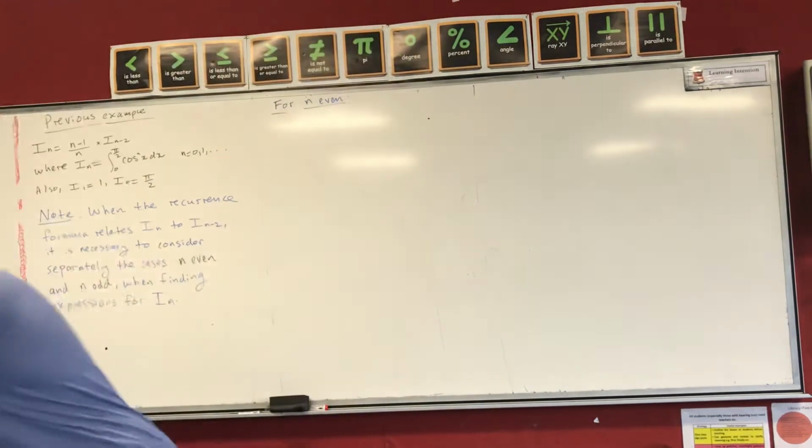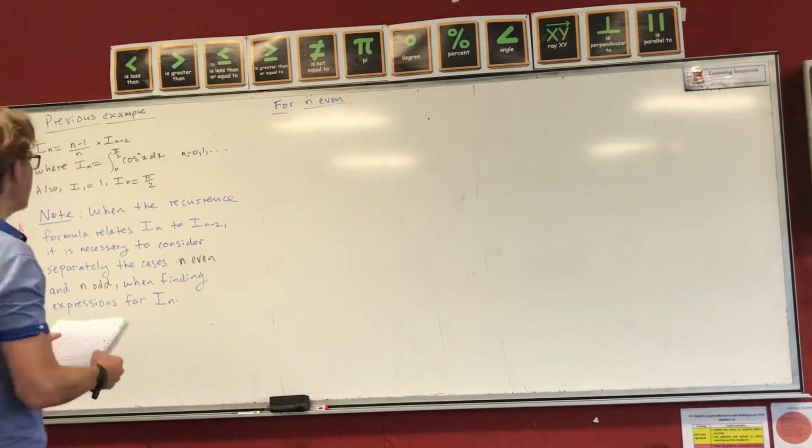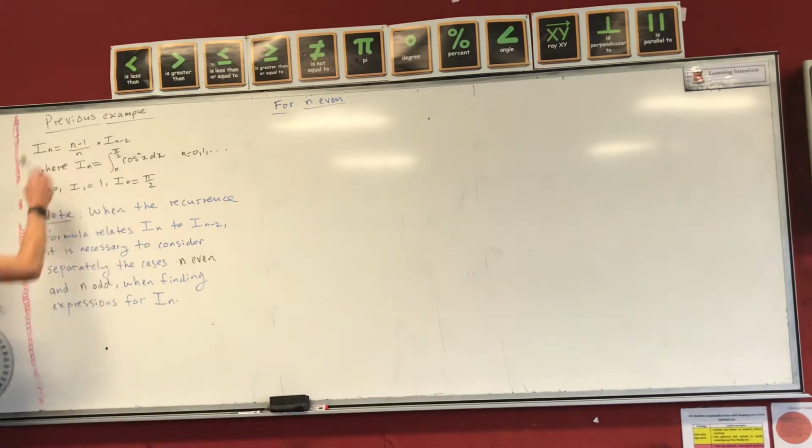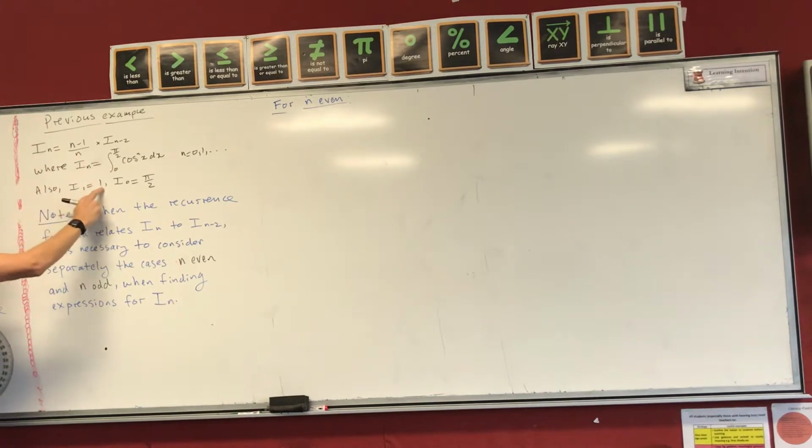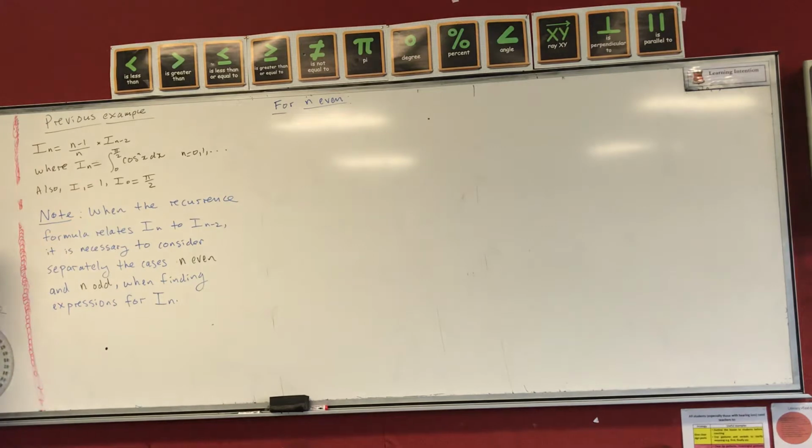Okay, so previously in the previous example, this is what we looked at. We had the recurrence formula here, that's what we had to prove. In was defined as this, and during that first part of the example, we found that I1 was 1 and I0 was pi on 2.